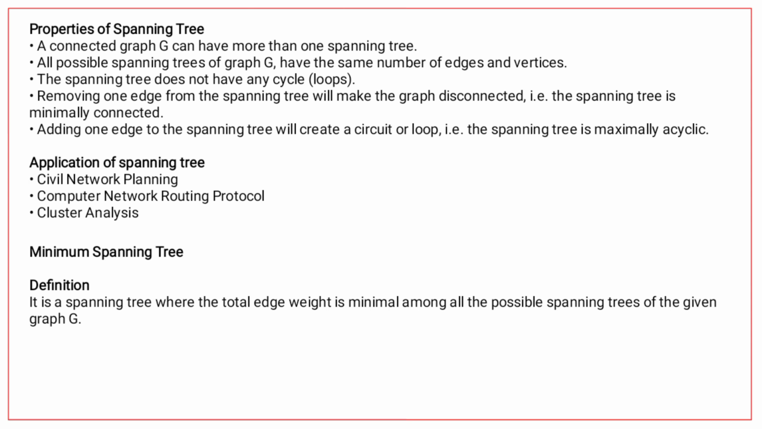Fourth property, removing one edge from the spanning tree will make the graph disconnected, that is the spanning tree is minimally connected. Next property, adding one edge to the spanning tree will create a circuit or loop, that is spanning tree is maximally acyclic.